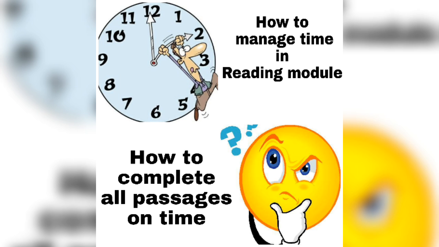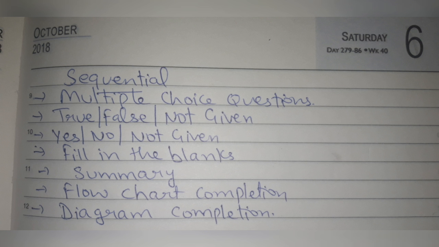Okay, we all know about the different types of questions asked in the reading module. We can divide those questions into two types. The first type is where the answers will be in sequence. This type includes MCQ, true false not given, yes no not given, fill in the blanks, summary, flowchart completion, and diagram completion. In this type of question, read the first question and mark its keyword.